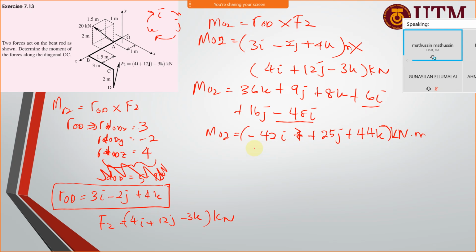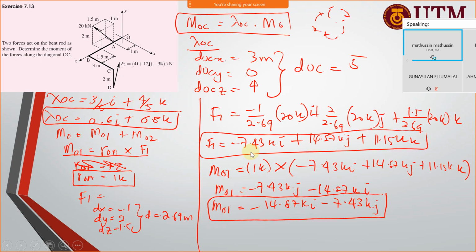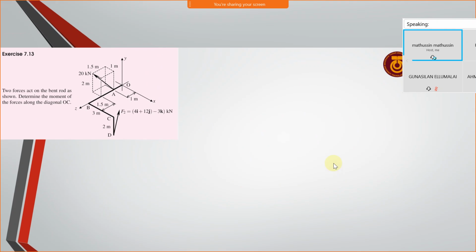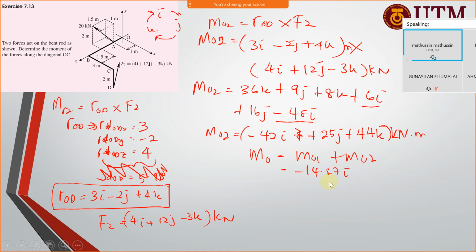Okay, then lepas tu baru kita dapatkan MO. Tambah MO1 tambah dengan MO2 yang kita dah kira tadi. So what is our MO1? Negatif 14.87. Yang ni kilo pula ni. MO1, this one must be negatif 14.87I tolak 7.43J kilo Newton meter. Okay, baru betul macam tu. So, negatif 14.87I tolak 7.43J tolak 7.43J. Okay, this is MO1. Lepas tu tolak 42I tambah 25J tambah 44K.